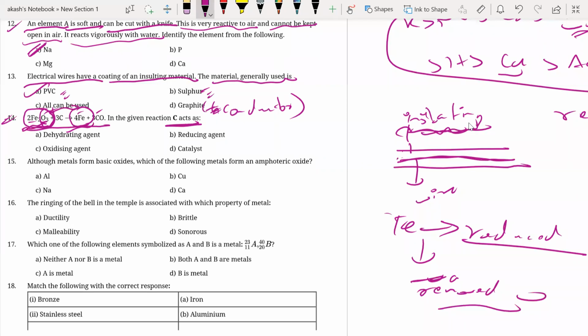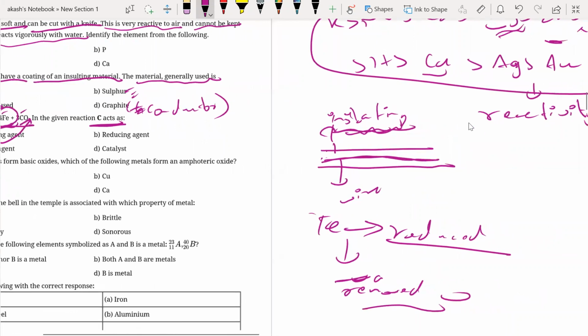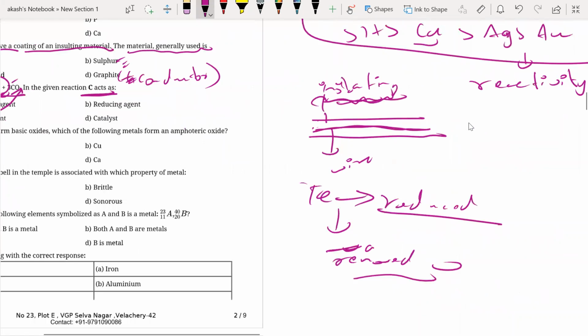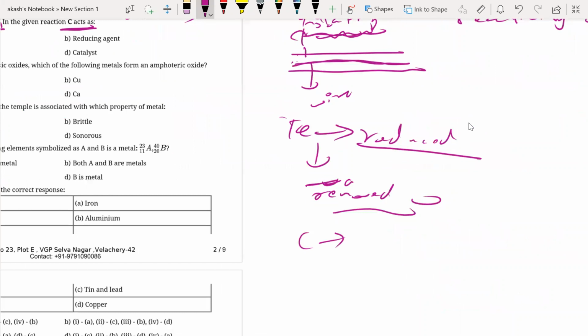Okay, right. Now look at carbon. Carbon is becoming CO, right? Carbon had nothing in the reactant side. Now carbon is with oxygen in the product side. So can I say carbon is undergoing oxidation.